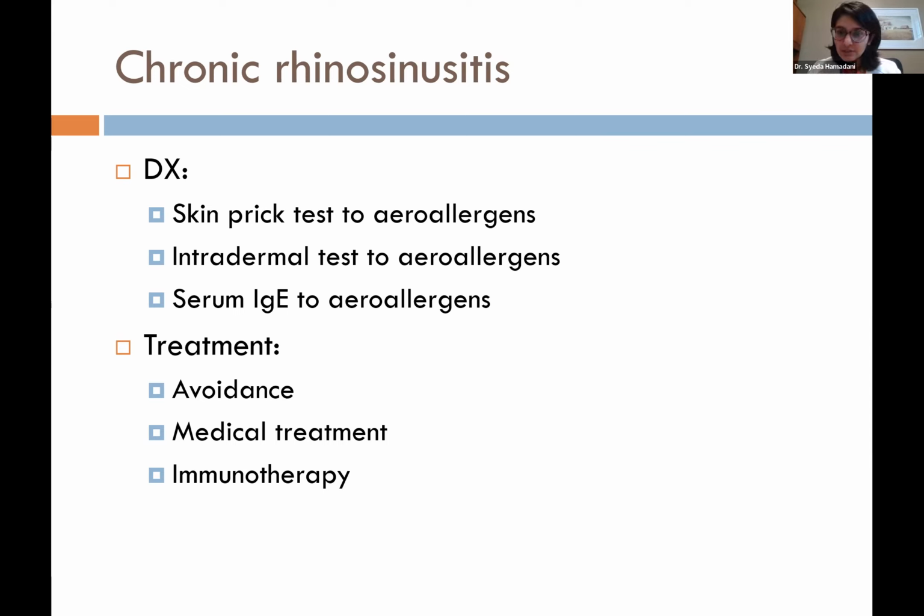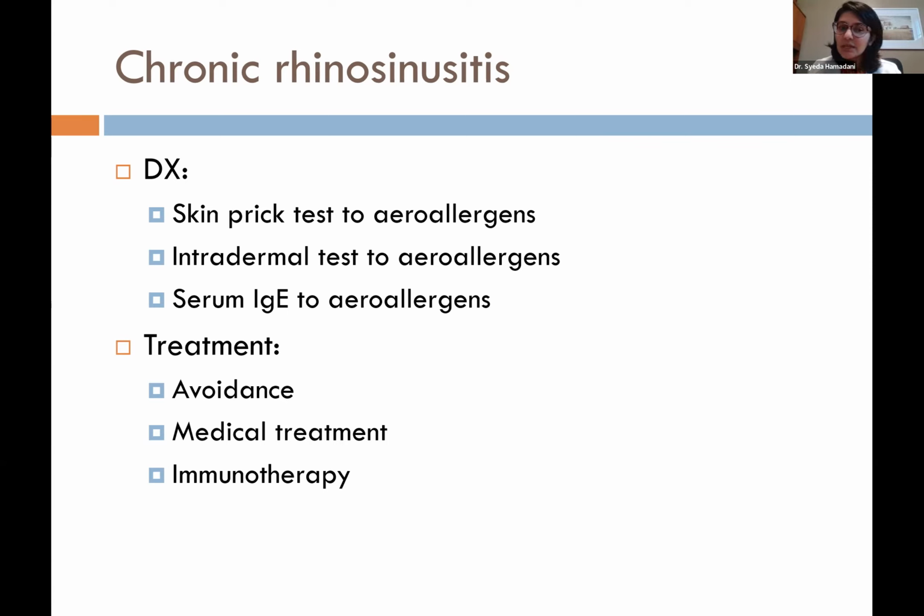The way we diagnose this is really with the test that I was describing earlier. We do skin testing to aeroallergens, we do intradermal testing to aeroallergens. And if we're not able to do those, then we'll do serum IgE to aeroallergens.